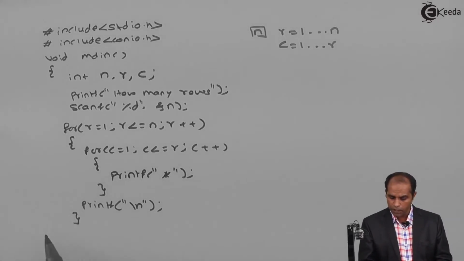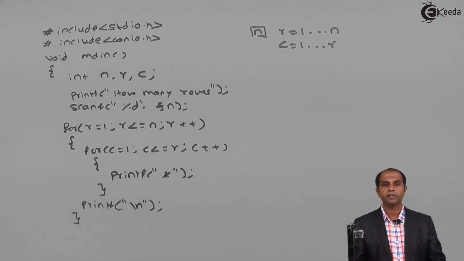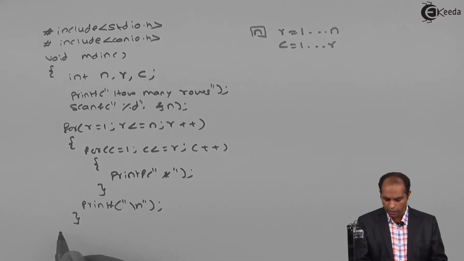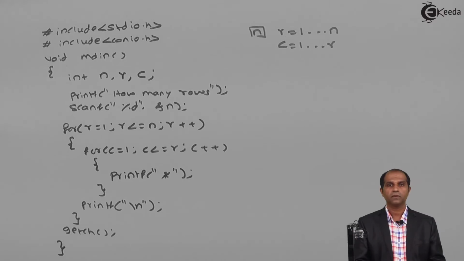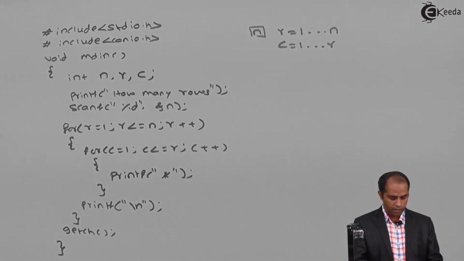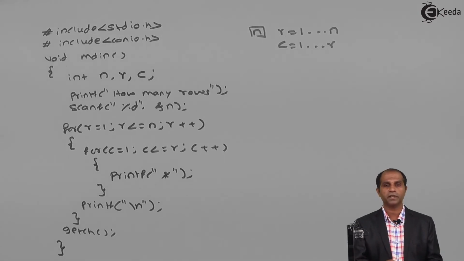Now the operation gets completed. This will be the set of loops which will generate the pattern I described. And then, as usual, getch and end the code. If you wish, you can clear the screen after the variable declaration. Now let's see how this program works and whether it will generate the pattern we want.